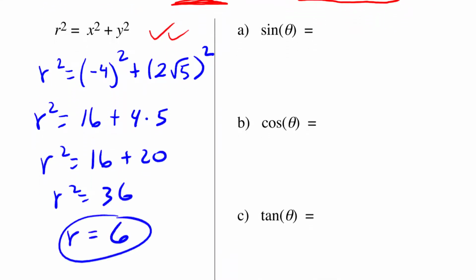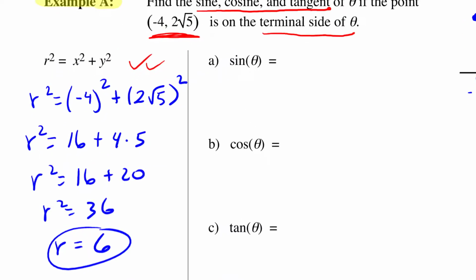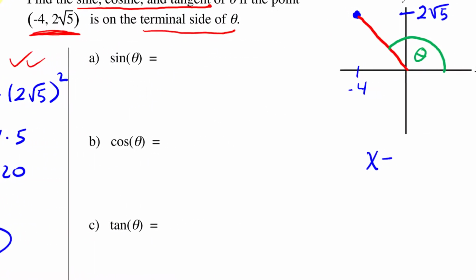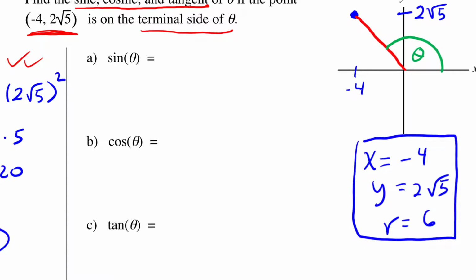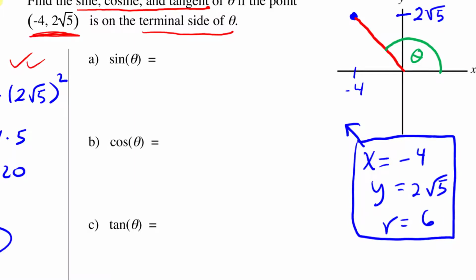Based on our point (x, y) = (-4, 2√5), we have the value of x, the value of y, and a new value of r, which is 6. We can use these to find, for this particular point, the sine of the angle theta. Sine, of course, is always y over r, and that is 2√5 over 6, which simplifies to √5 over 3.